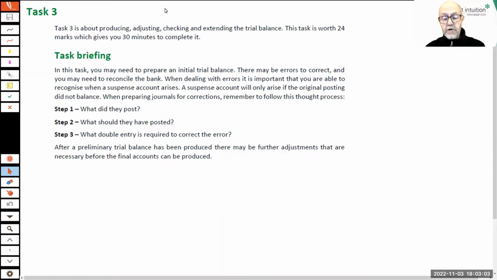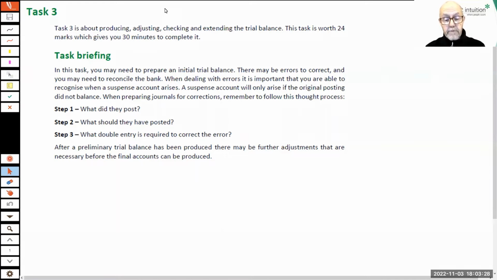So when preparing journals for corrections, remember that your thought process is, number 1, what did they post? That's to say, where are we now? Compare that with step 2, what should have been posted? And then step 3, join the dots, as I like to put it. Compare where you are with where you need to be, and then enter the extra figures in. Remember, you can only ever add figures into ledger accounts, you can't take them out.